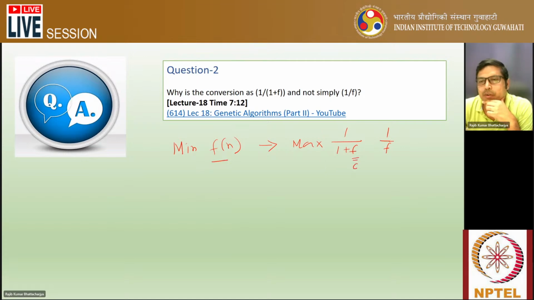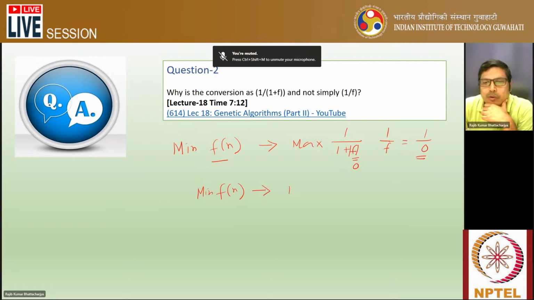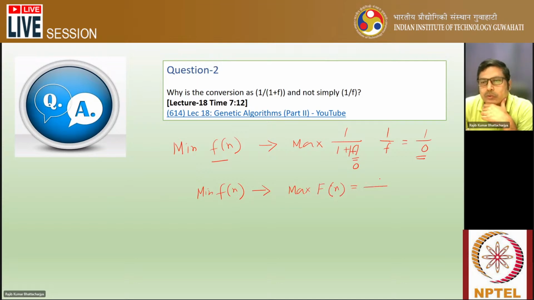Suppose f may be 0 also. In that case you will get 1 by 0. Therefore, in order to avoid that, I am using 1 plus f, and if f is going negative, you can also take the absolute value. So what will happen now if f equal to 0? Suppose I write like this: minimization of f(x) is the maximization of capital F(x), which is equal to 1 by 1 plus f.